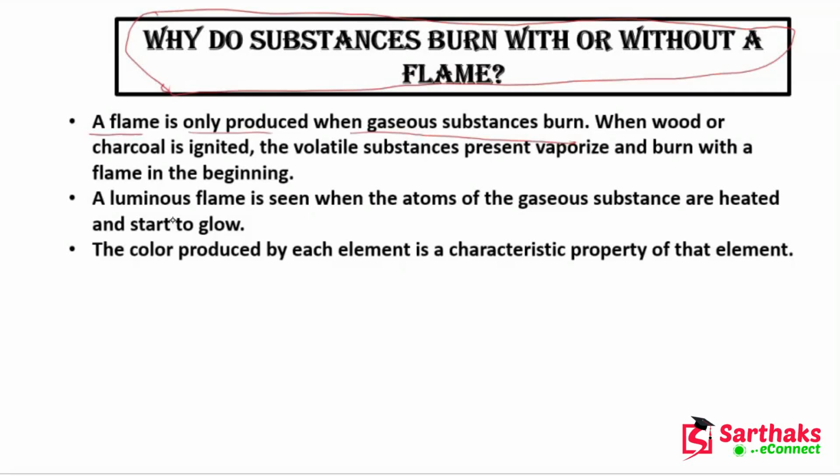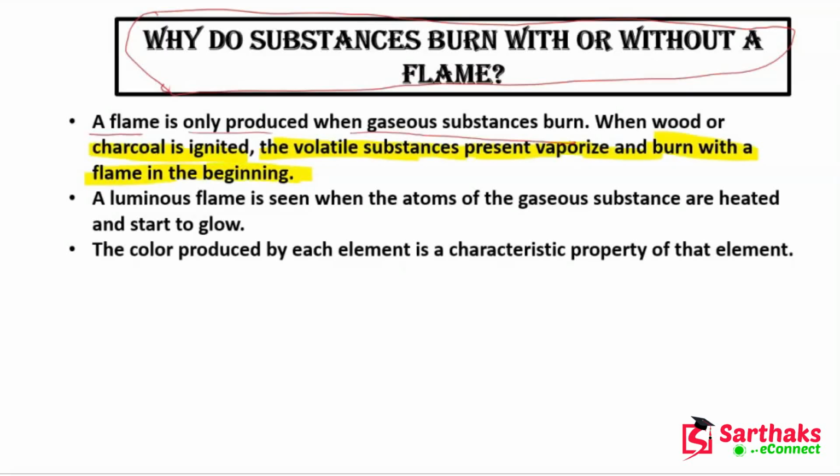Now your question might be that we have seen many substances which are not gaseous, but they are burning with flame. The answer is basically, these substances also have volatile substances. So when these volatile substances vaporize, they will burn with a flame. Here you can see that when wood or charcoal is ignited, the volatile substances present vaporize and burn with a flame in the beginning.